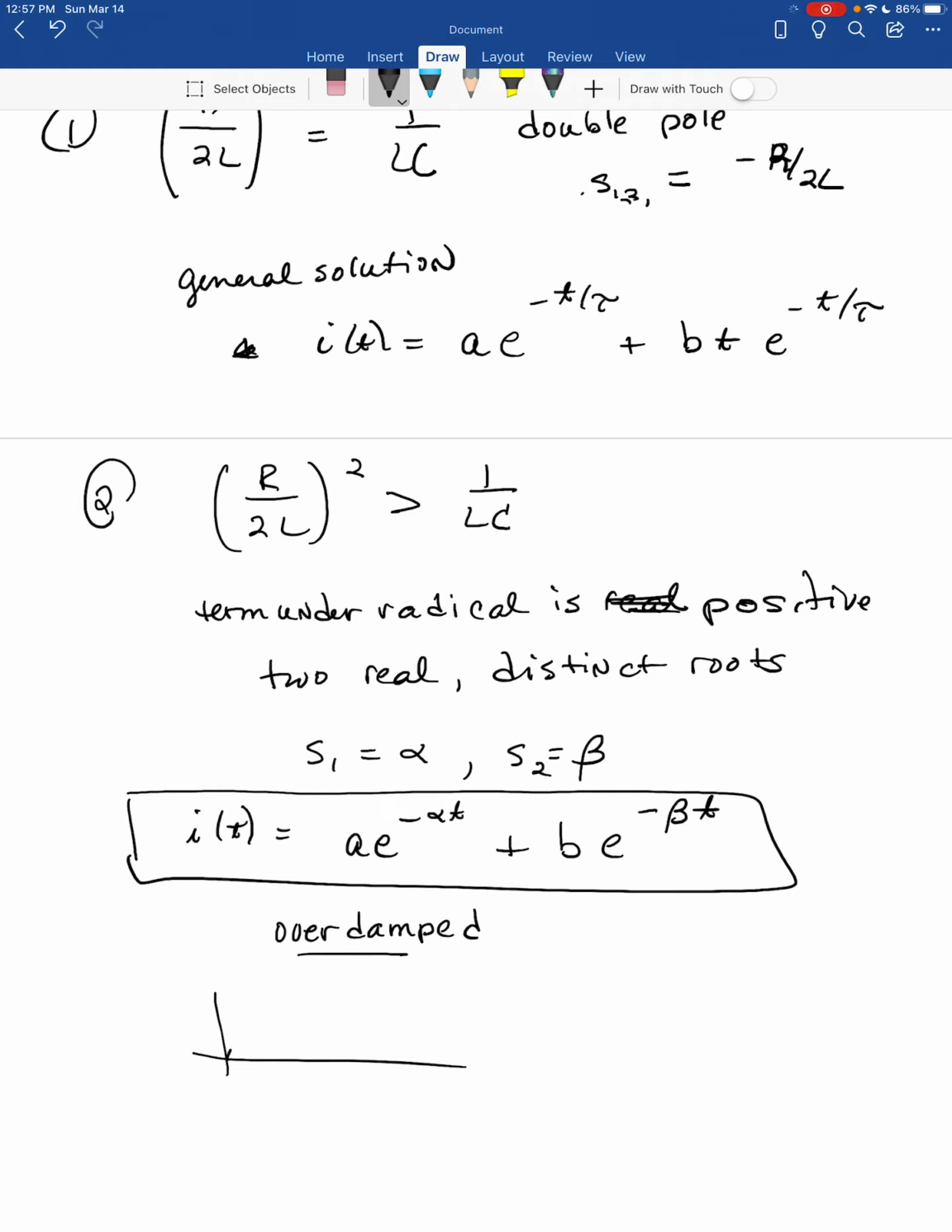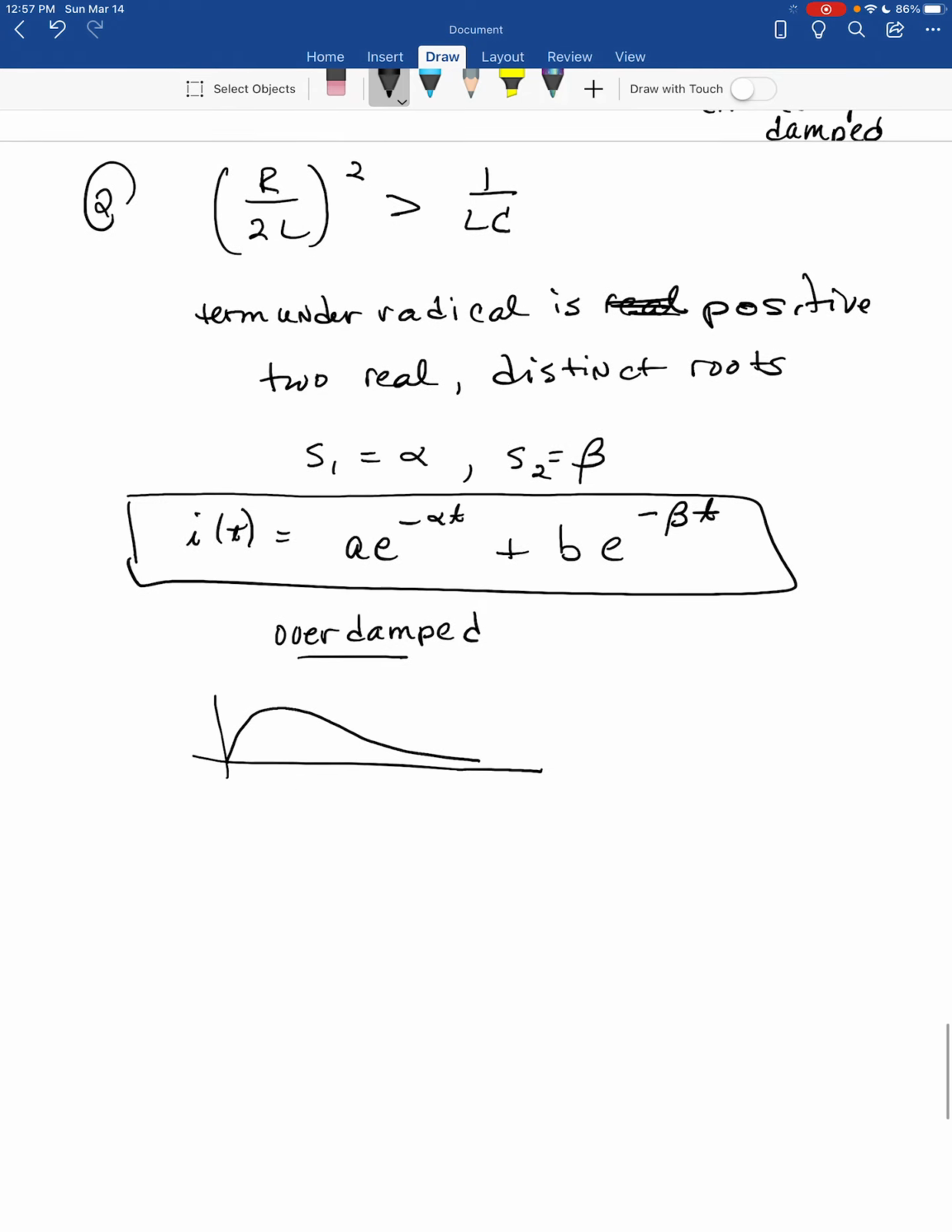You get a rise and a slow decay. This one was what we called critically damped. And then finally, the third case is if (R over 2L) squared is less than 1 over LC. In that case, you have a negative term under the square root sign.